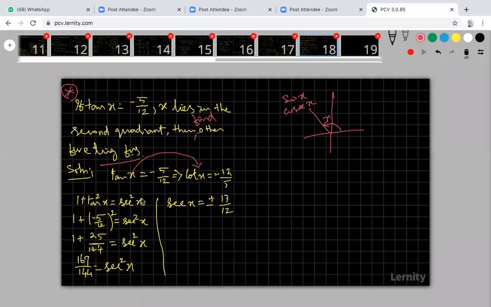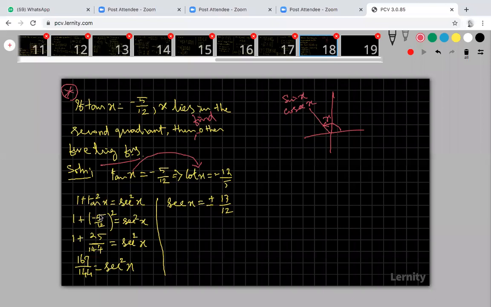For that I'm using this identity because we know the tan x value. Based on this, I'm going to find my secant square x. I hope that you all are seeing my video. Okay. So 1 plus tan square is equal to secant square.